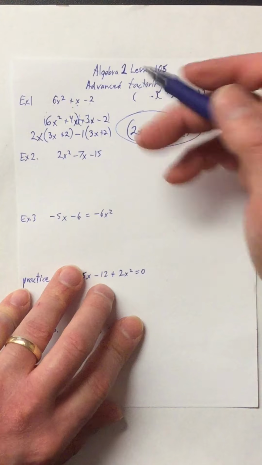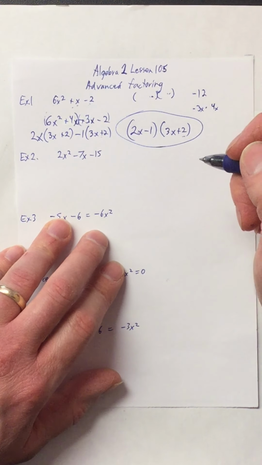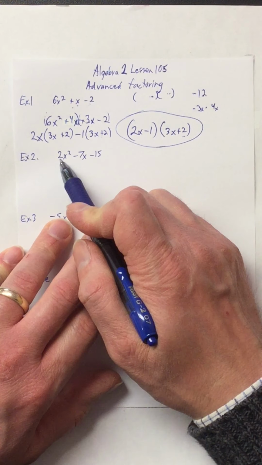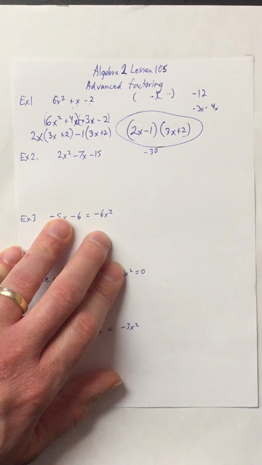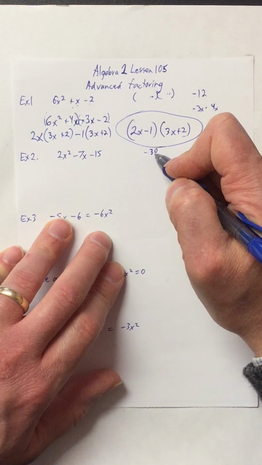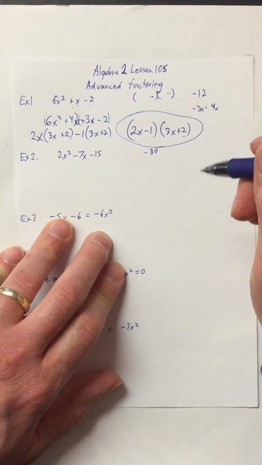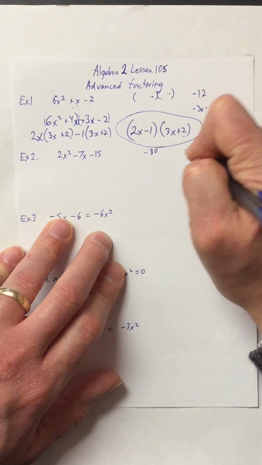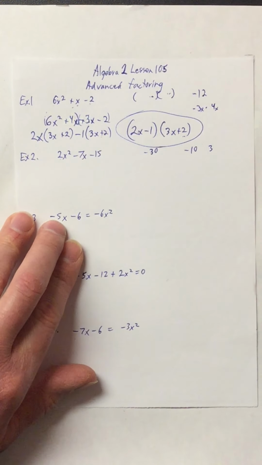Okay, let's look at a second one here. I haven't done factoring for a while, and this being advanced is a little different. We're going to take our first number and our last and multiply those together and get negative 30. And then we want two numbers that, when multiplied together, give us negative 30, and when added together give us negative 7. So if I look at my book there, negative 10 and 3 satisfies that.